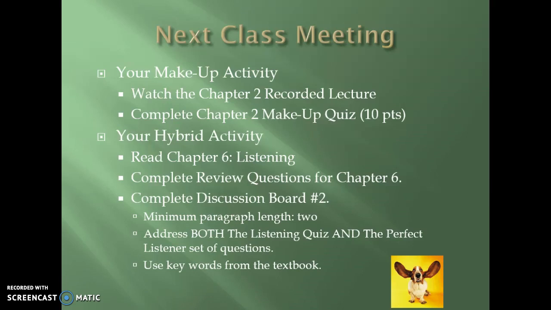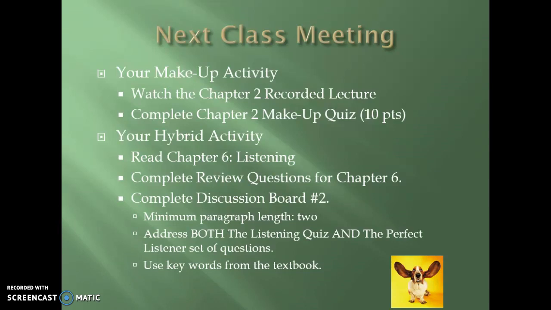There will be 5 questions, multiple choice, true, false, and 1 question which will ask to enter the keyword from the lecture, which will be provided very soon. So a total of 6 questions for 10 points. We will continue moving on. Like I said, the speech is not next week. Instead, we will focus on Chapter 6, which is the listening chapter. So please review the questions for Chapter 6, and please complete discussion board number 2.